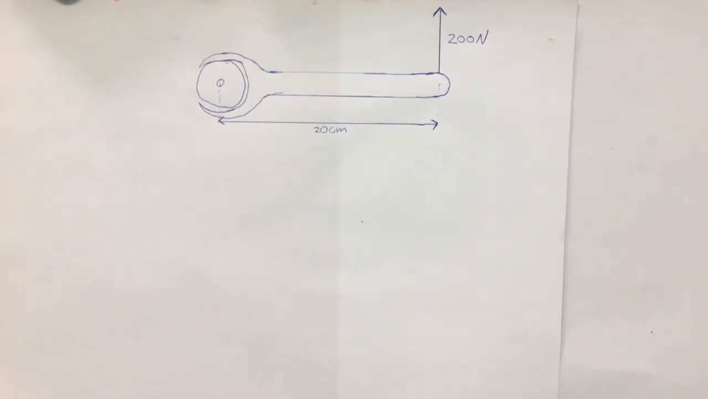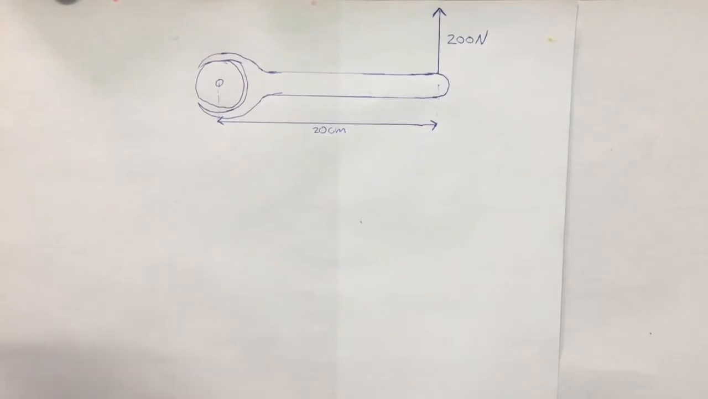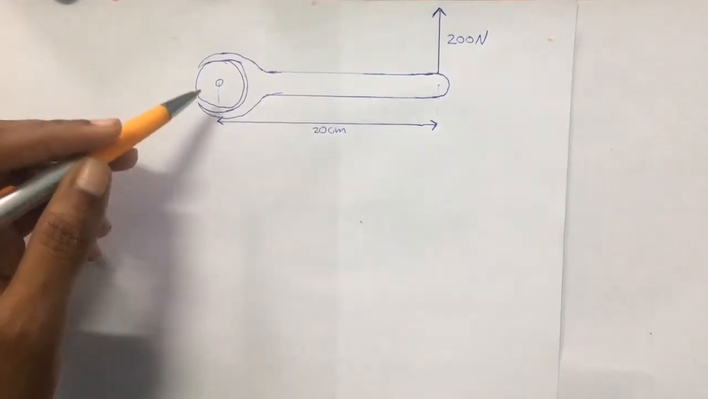So the problem says to determine the torque on a bolt if you are pulling with a force of 200 newtons directed perpendicular to a wrench of 20 centimeters. Now as you can see, I drew a diagram here. I'm not the best artist. However, this should give you a picture of what the question is asking you to do.